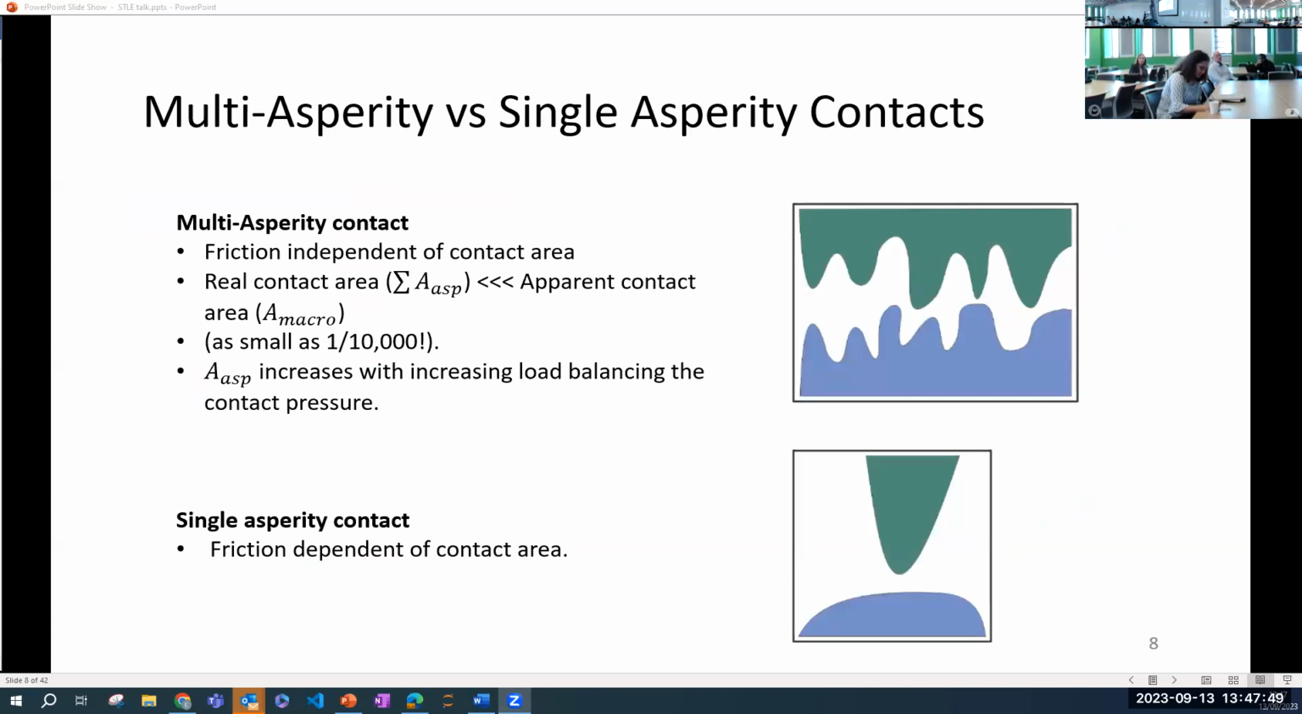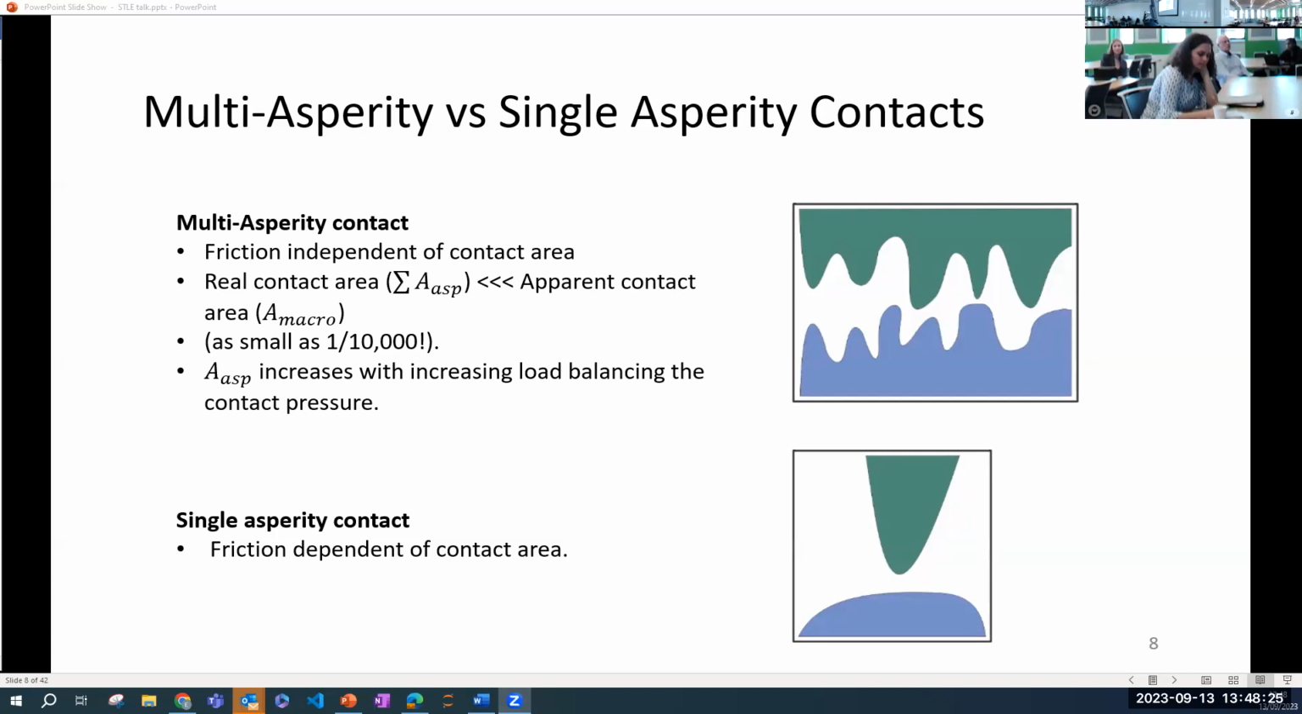In multi-asperity contacts, friction is generally independent of the contact area. That happens because the real contact area, which is a summation of all these small asperities that we discussed, can be up to 10,000 times less than the apparent contact area, so what we see. As the load increases, those very small asperities deform and the real contact area increases. This balances the contact pressure because it is distributed over a larger area, which results in the independence from the apparent contact area that we observe at the macro scale.